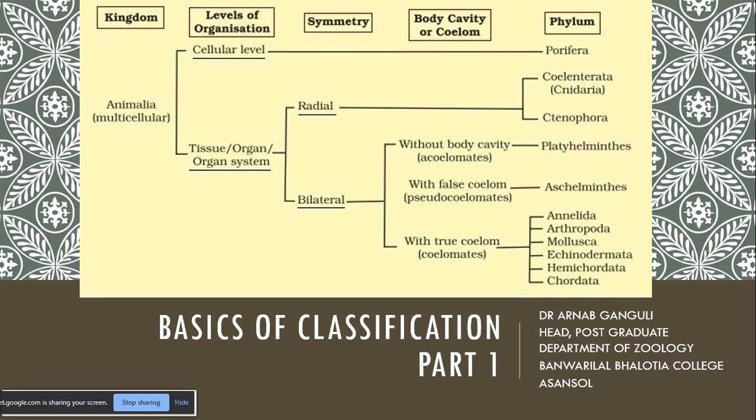Then you have another thing known as symmetry. The symmetry can be radial, I will explain very soon, or the symmetry can be bilateral. Then another thing we have to study is a body cavity called coelom. I will explain. So there is a special body cavity. If you cut an animal, you can find 3 layers of cells or tissues. One is known as the ectoderm, then you have the mesoderm.